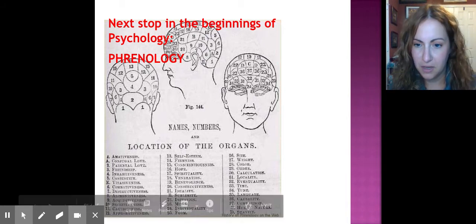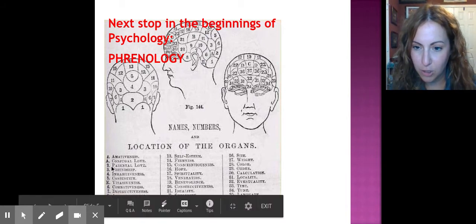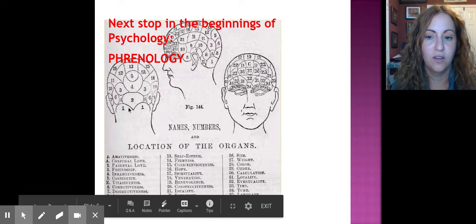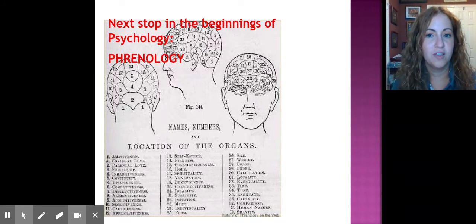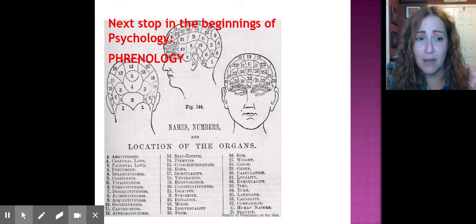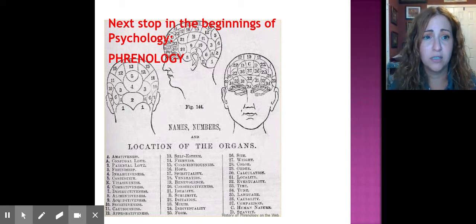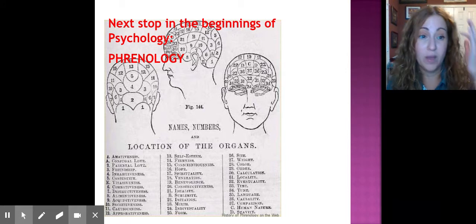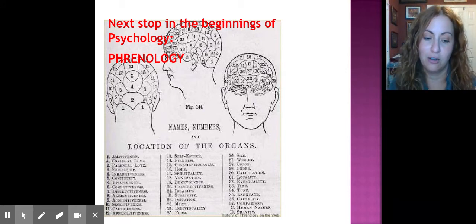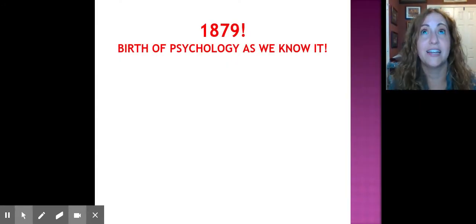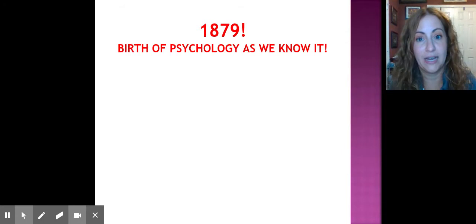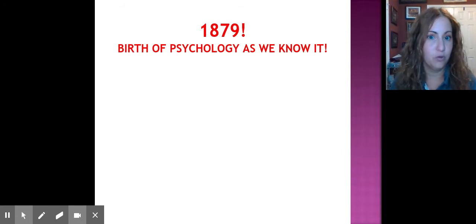So let's say number 2 is parental love. And so this is like the back of your skull right here. So the doctor would take a little hammer and hammer the parts of the skull associated with a map of what was going on in your life, hoping to make you better. We now know that's not true. And it wasn't until 1879 that psychology finally became a science and less voodoo.